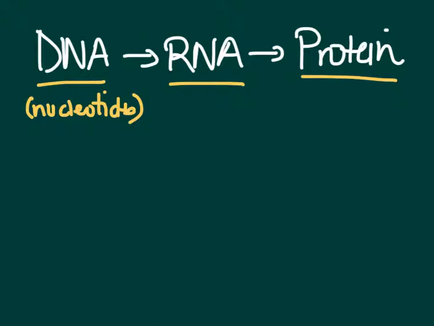RNA is still a nucleic acid. So what's its tiny piece? What's its monomer? Still a nucleotide. Here's going to be the one that might be a challenge. Protein. Amino acids.